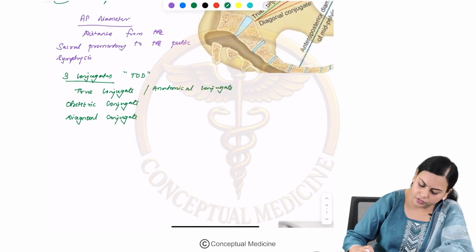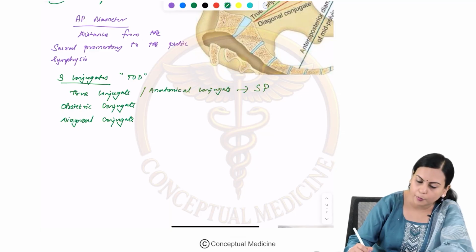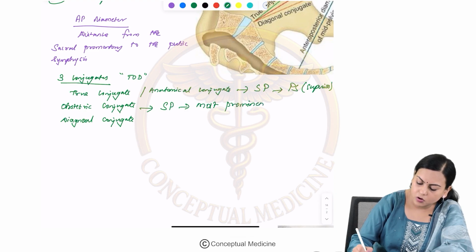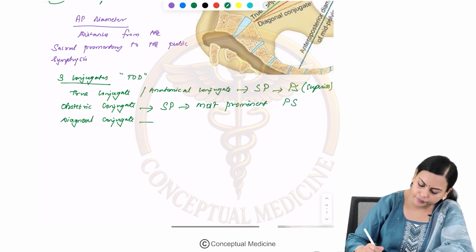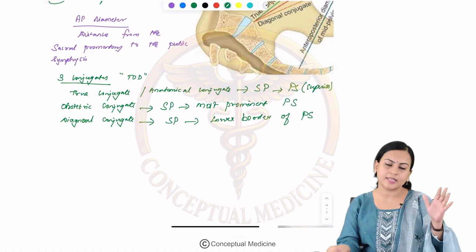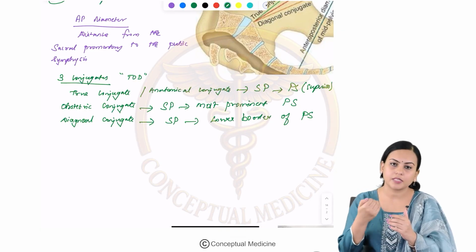So, where do you measure true conjugate from? True conjugate is basically measured from the sacral promontory to the pubic symphysis superior part. And obstetric conjugate is measured from the sacral promontory to the most prominent part on the pubic symphysis, and diagonal conjugate is measured from the sacral promontory to the lower border of pubic symphysis. So it is basically SP to PS, that is sacral promontory to the pubic symphysis. So the superior part, the most prominent part, and the inferior part.